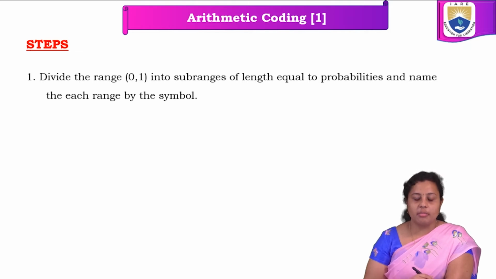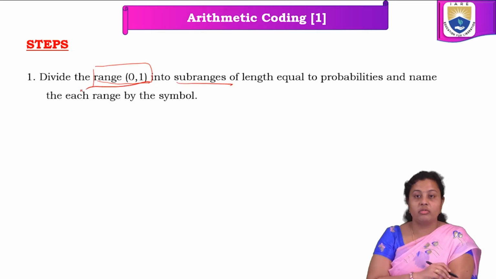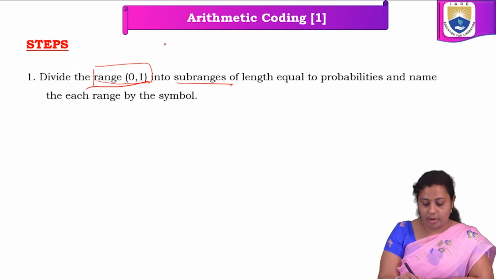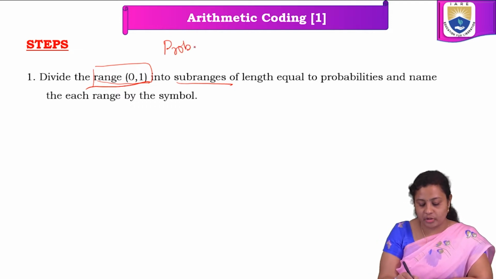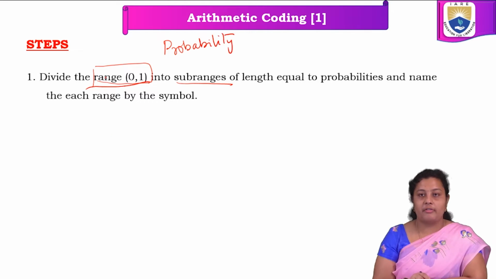So what is the first step? We will divide the range 0 to 1 into sub-ranges. Why are we considering the range 0 to 1? Because we have probabilities, right? We have probabilities which belong to the range 0 to 1.